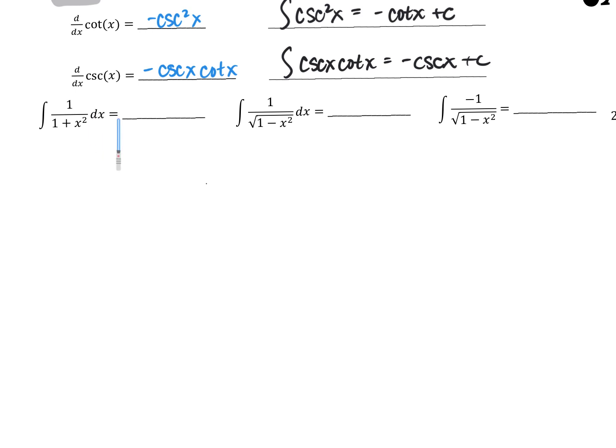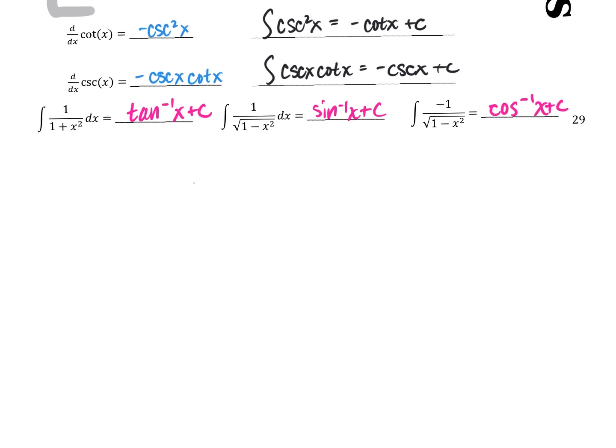Whose derivative is 1 over 1 plus x squared? It is inverse tangent. Inverse sine and inverse cosine. We love that the cosine is just the negative inverse sine. I love that. Don't forget your plus C's.